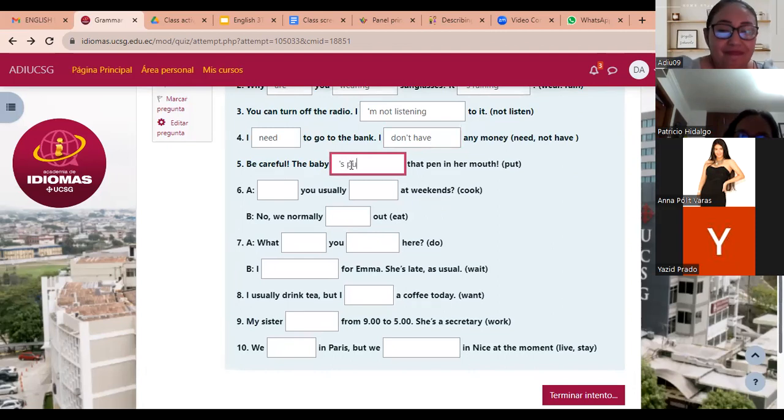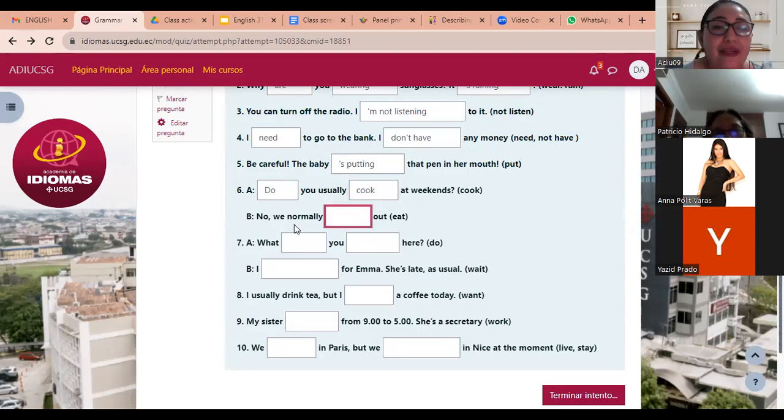It's putting that pen in her mouth, like you're calling someone else's attention. Okay, vamos bien. Number 6. Do you usually cook at weekends? The word "usually" means that it's present, right? Do you usually cook at weekends?